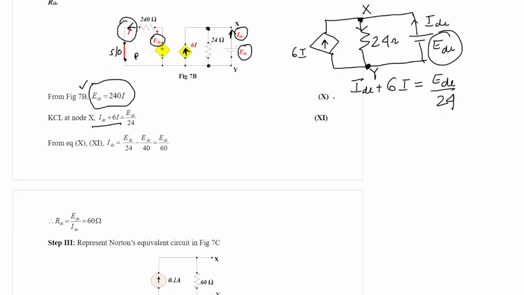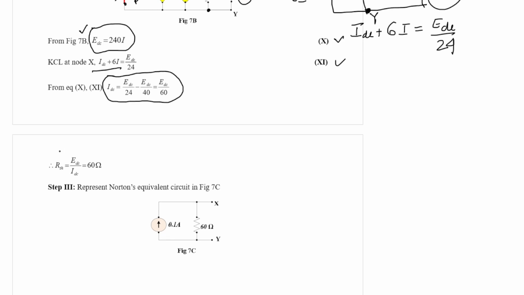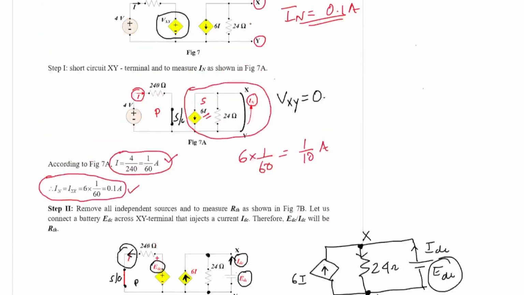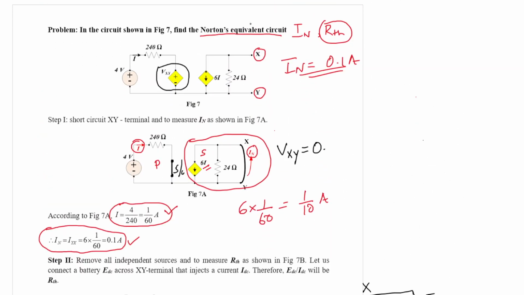So from equations 10 and 11, if you solve, you can directly write IDC is equal to EDC by 24 minus EDC by 40. If you solve, you will get IDC is equal to EDC by 60. So by calculating RTH is equal to EDC by IDC, one should get 60 ohm. So this is the Norton's equivalent circuit. We have this as the Norton current, which is 0.1 ampere, and this is RTH, the Thevenin equivalent resistance, as 60 ohm. So this is called Norton's equivalent circuit.